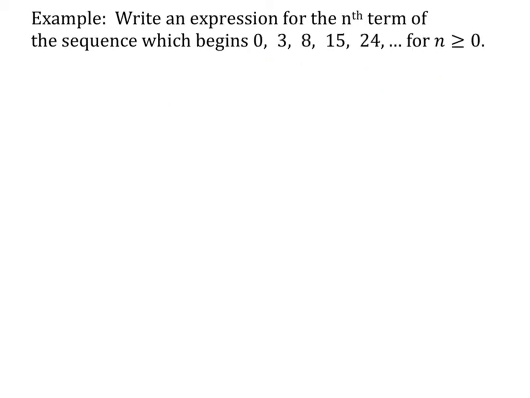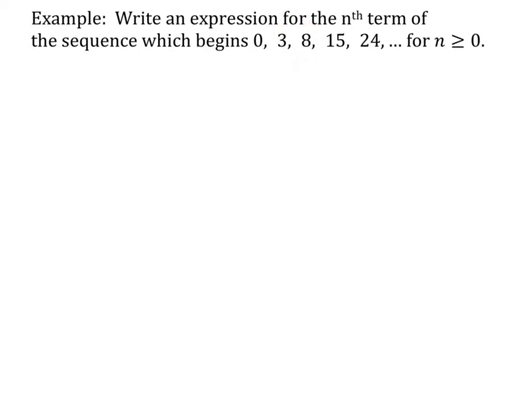Here's another common sequence: 0, 3, 8, 15, 24. I don't know if you recognize this pattern. The hint I'll give you is that it's one off from some other pattern. These numbers all seem to be 1 less than a perfect square. 1 squared is 1, and this is 1 less than that. 2 squared is 4, and this is 1 less than that. 3 squared is 9, and this is 1 less than that.